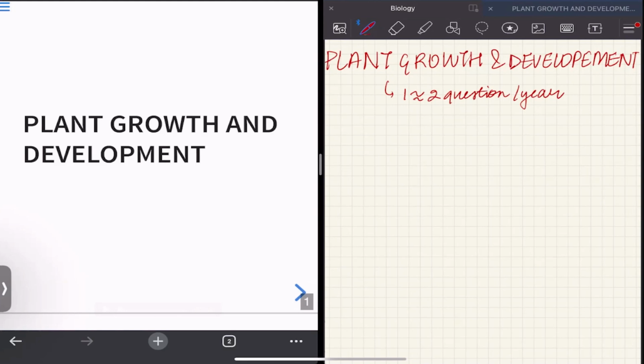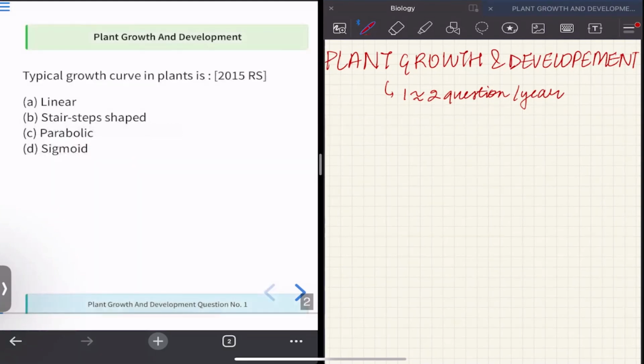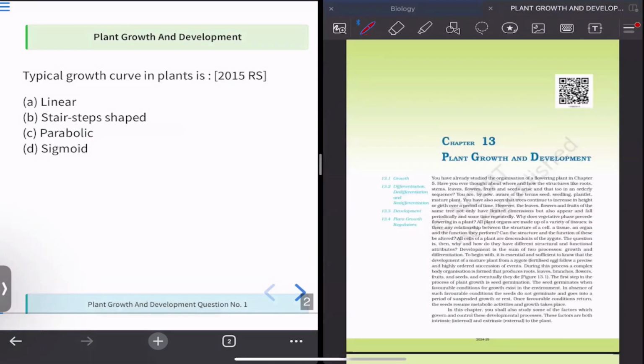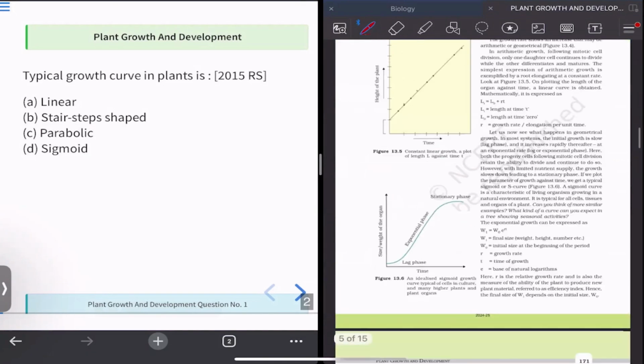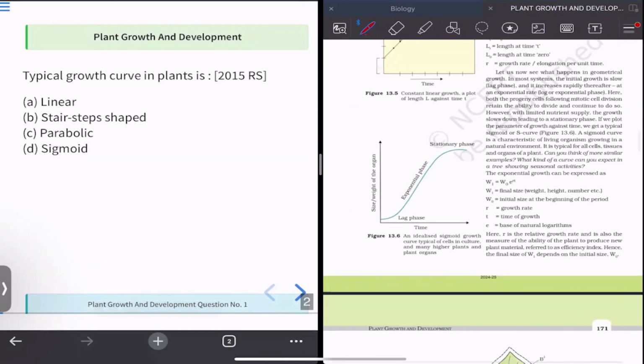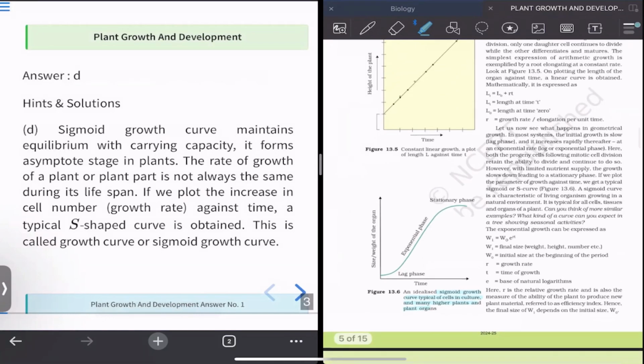Okay, so let's start. We have our question number one, and they've asked the typical growth curve in plants is. So we have our NCERT also side by side. They have asked us for the typical growth curve, and it is given right here that a sigmoid growth curve is usually seen in plants. The curve which is seen in plants is a sigmoid growth curve which maintains equilibrium with the carrying capacity.